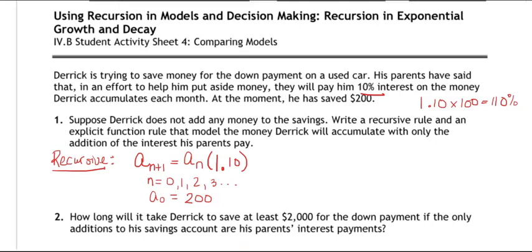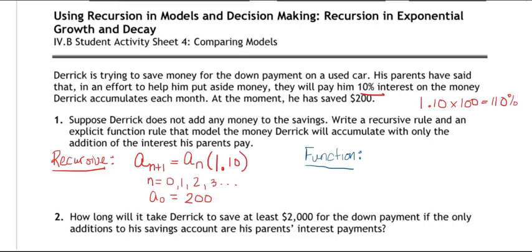Now, in order to write my function rule, remember, the recursive rule requires that I can only answer that if I know the term before it. So if I want to know the 32nd term, or the 32nd month in this case, then I have to know the 31st month, and the 30th, and the 29th, and the 28th in order to get to the 32nd.